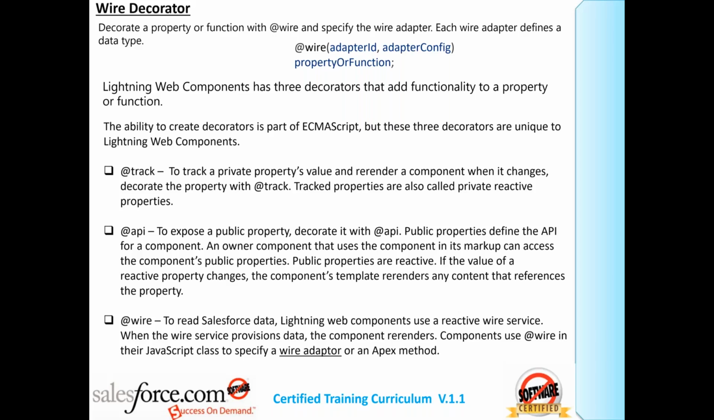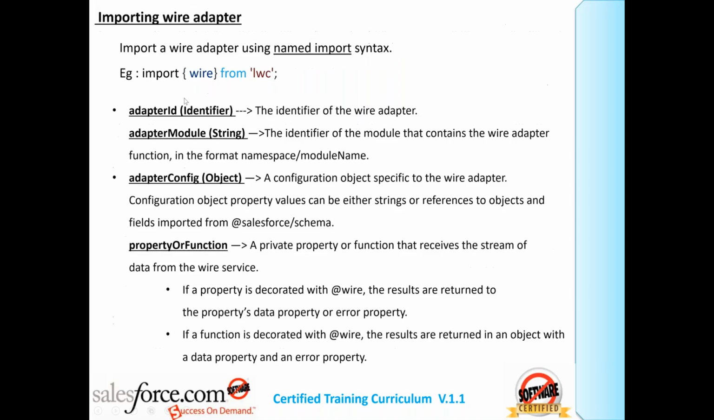By the way, what does the wire consist of? Adapter ID, adapter module, adapter config. Whenever you write a configuration, you have two options: either you can configure with a property or with a function. What does the adapter ID store? It stores a unique ID for each and every wire adapter. Next, adapter module. It is a pre-written program. We cannot disturb this.